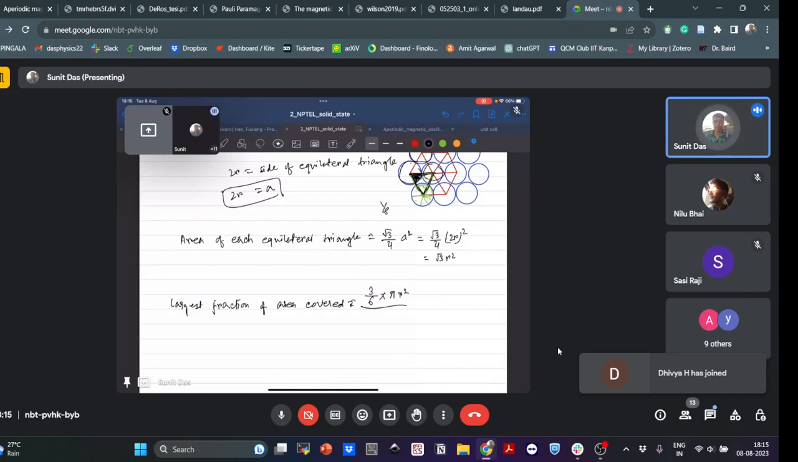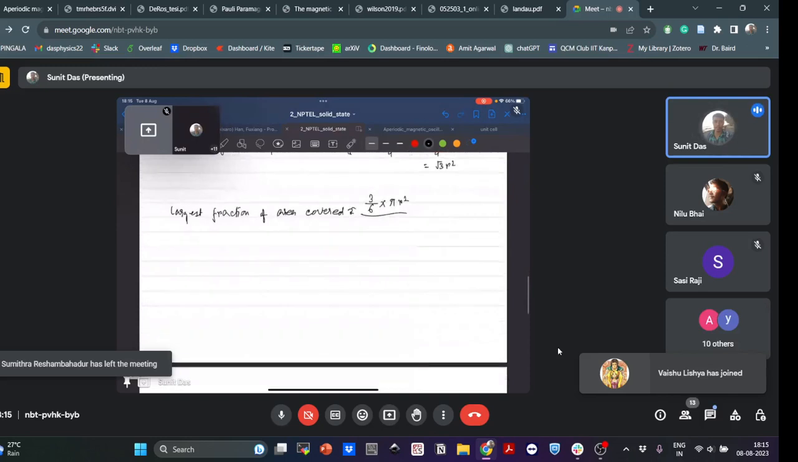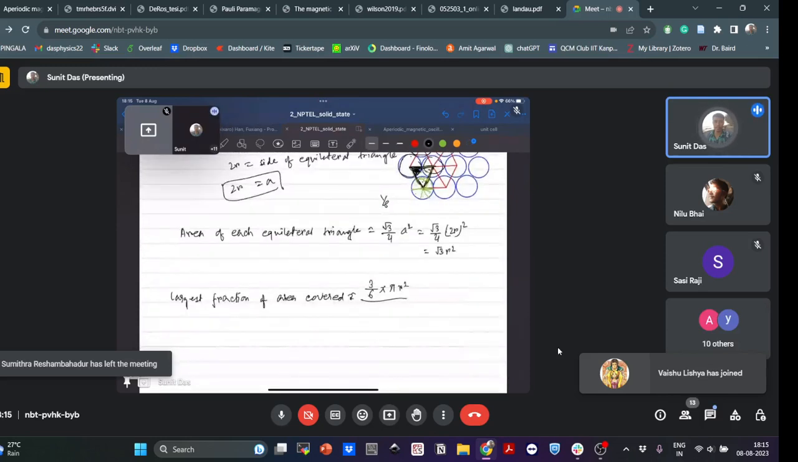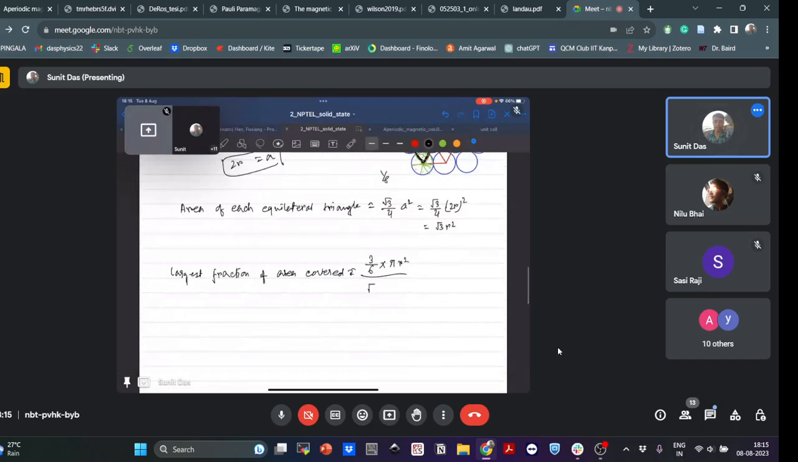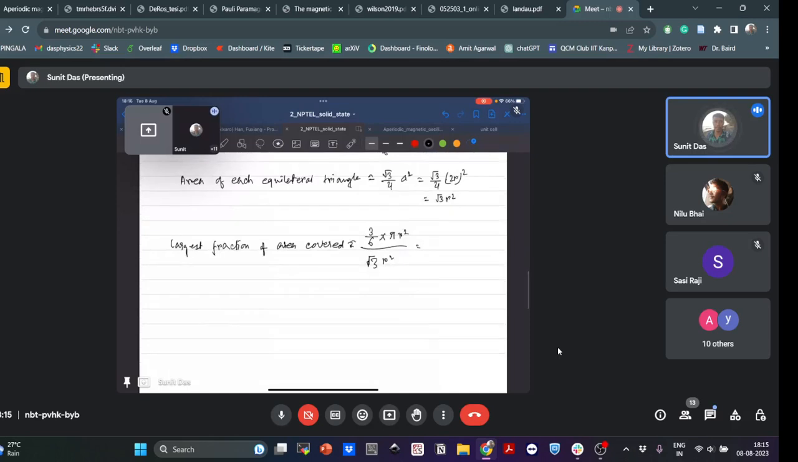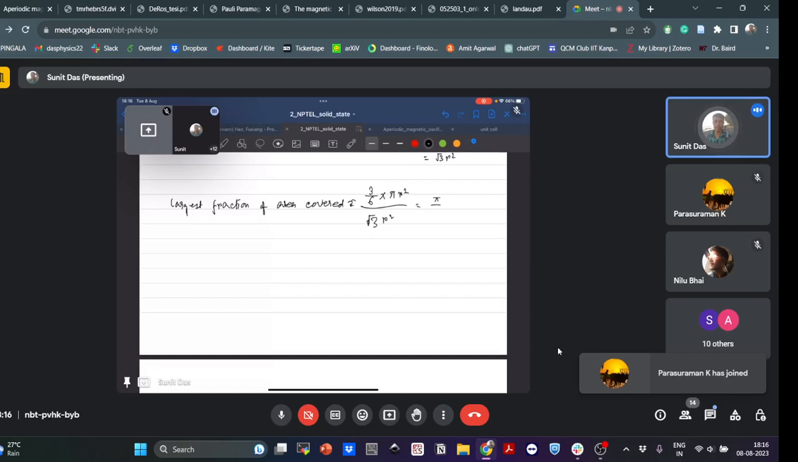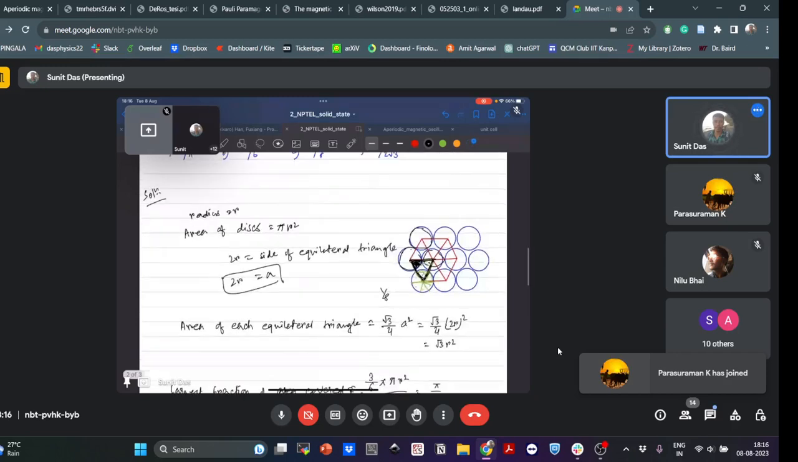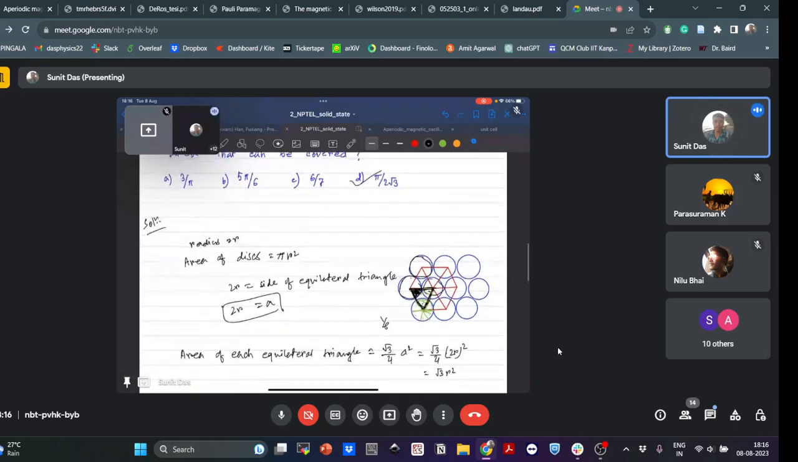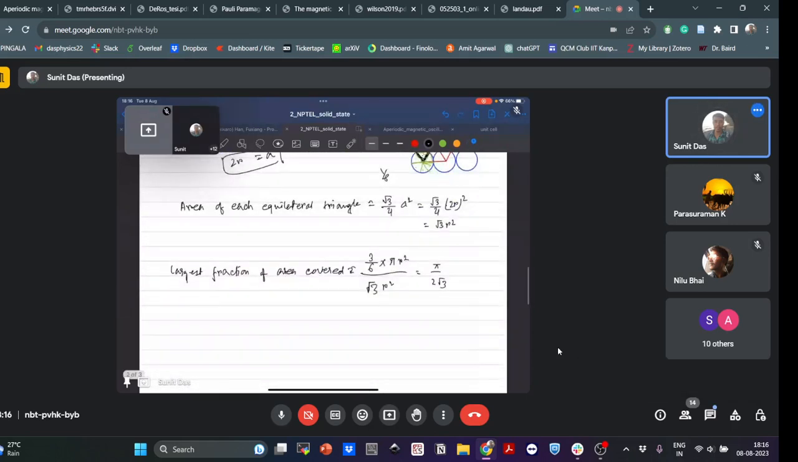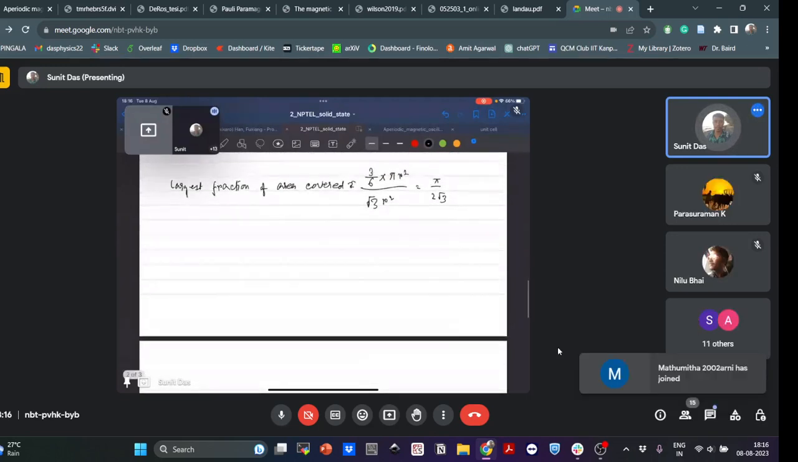Like this one there are 3 portions in total, and then divided by the total area of this equilateral triangle, root 3 r square. If we calculate this, it will be pi by 2 root 3. So the correct option will be D. The largest fraction of area covered is pi by 2 root 3, and this is also called the packing fraction.